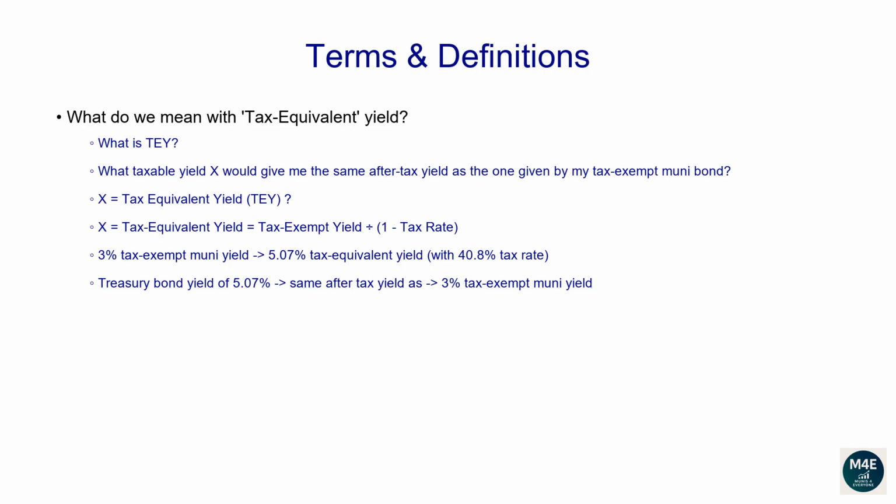For example, if a muni bond yields 3%, and you're in the 40.8% tax bracket, the tax-equivalent yield would be 3% divided by 1 minus 40.8%, and that's equal to 5.07%. So a taxable bond like a US Treasury would need to yield at least 5.07% to match the yield of a tax-exempt muni bond currently yielding 3%.